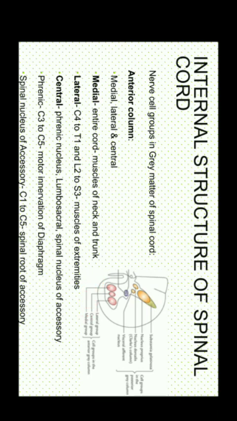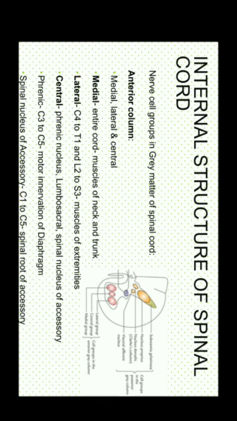The anterior column, basically, is motor. So from here the axons go towards the muscles, obviously. The lateral group extends from C4 to T1 and L2 to S3, and they supply the muscles of the extremities. The central group is different at different positions.